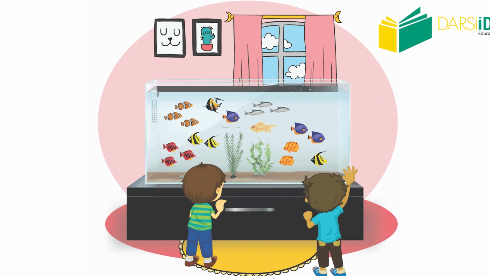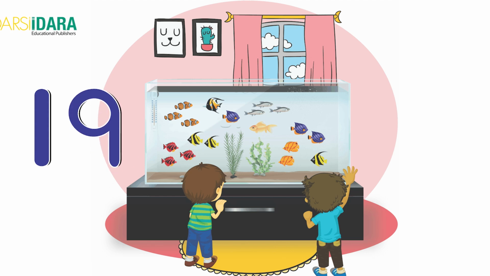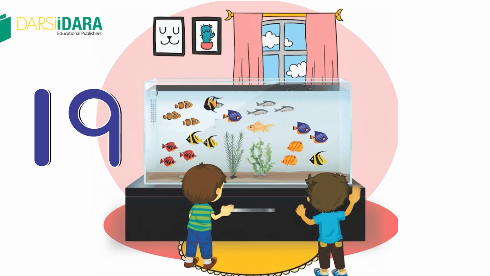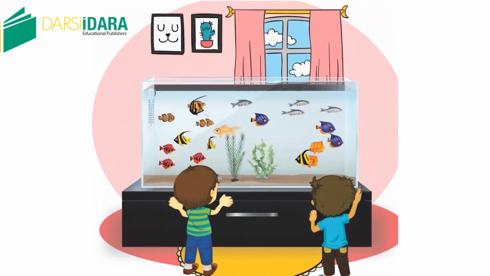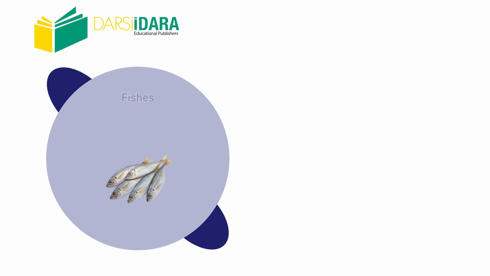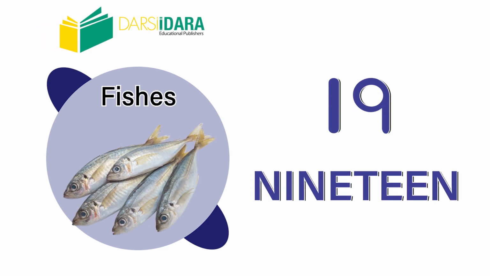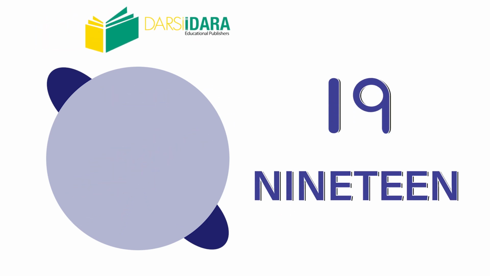Look at this picture and count the objects. In this picture, there are two children looking into the aquarium. There are 19 fishes in an aquarium. 19 fishes.